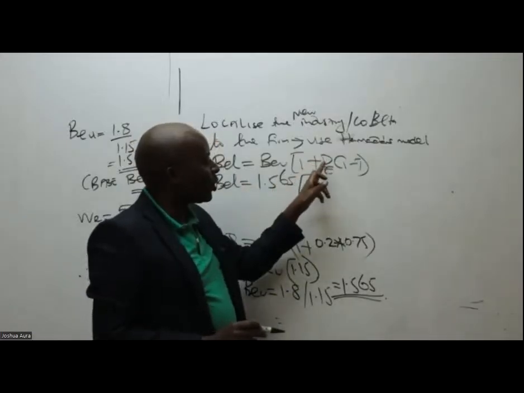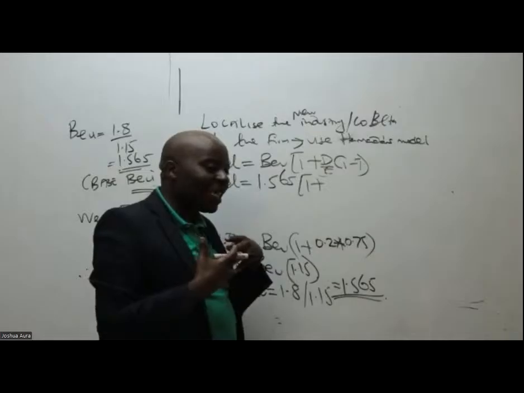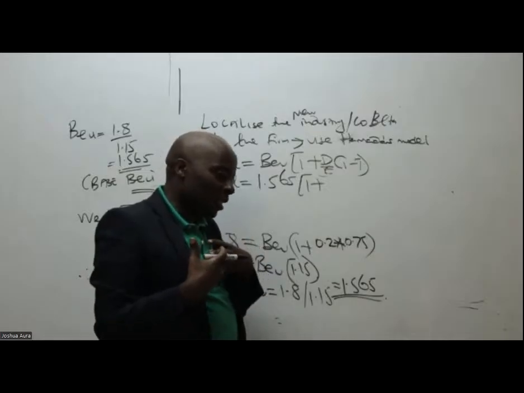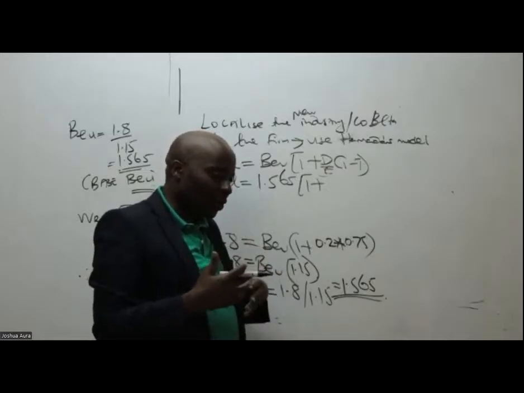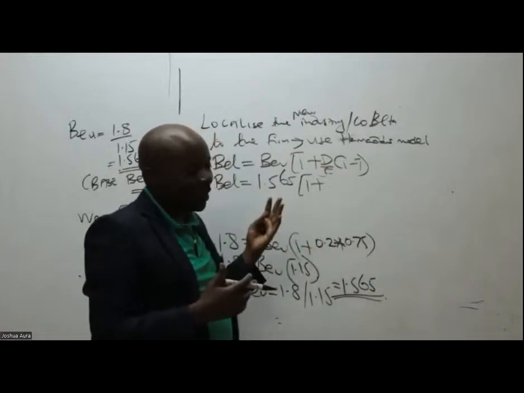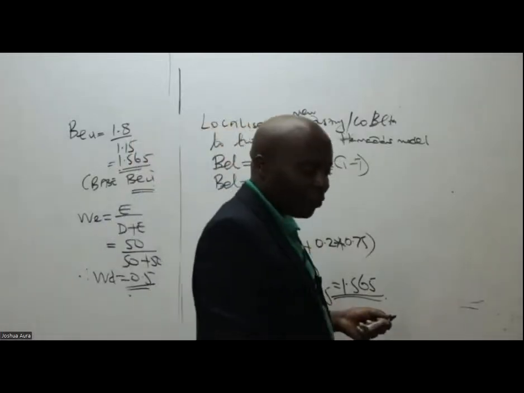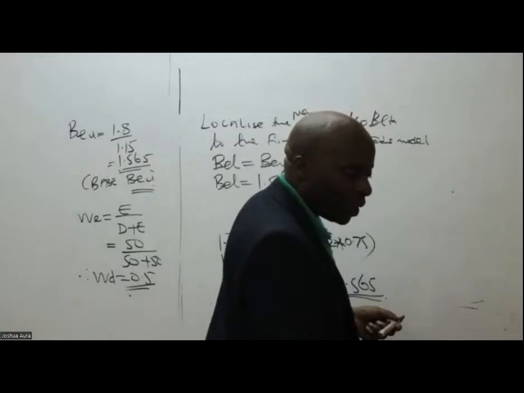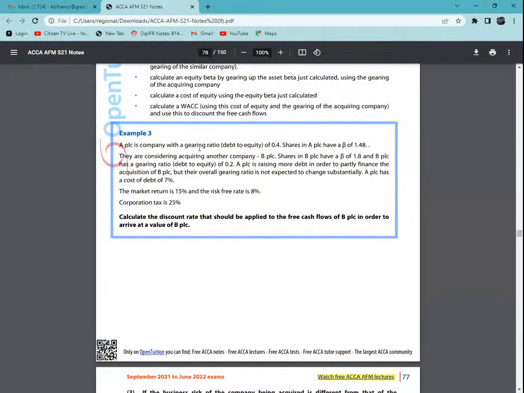And the debt to equity ratio of the company to use, in most cases, is normally given in the question, like Roman 1, Roman 2, Roman 3. But you see here, we don't have Roman 1, Roman 2, or Roman 3. Then I have to go back to the debt to equity of the company as it was given up there. It was given here, A Limited. So we have here A PLC is a company with a gearing ratio of 0.4.